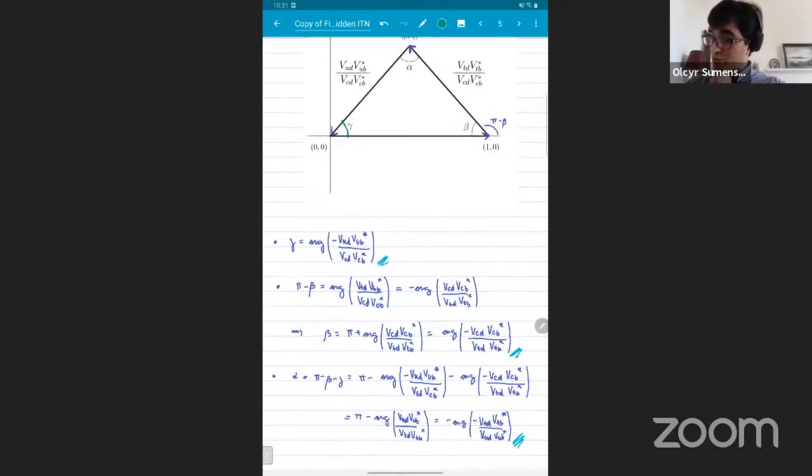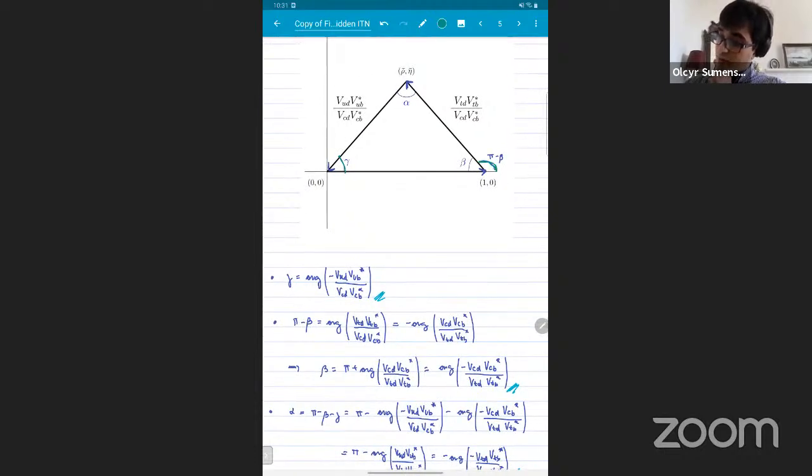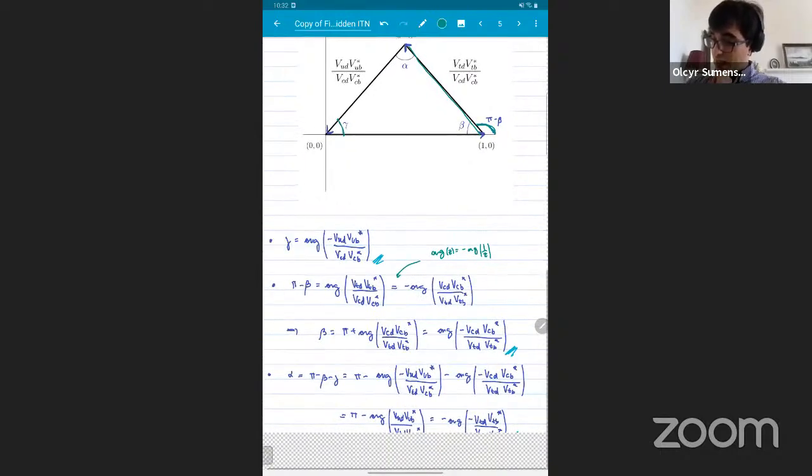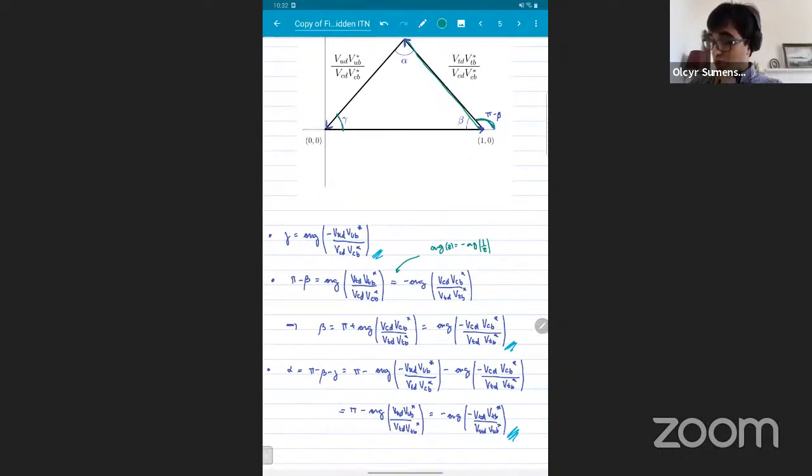But for beta, you can do something similar, but then you have to take pi minus beta here, and then this will be the argument of this vector. And then here what we do is that the argument of z equals minus the argument of 1 over z, okay? And then you can also take into account that the argument of z1 z2 is arg z1 plus arg z2. So that's what I use here in the second line to simplify beta and to find the expression that I mentioned before.